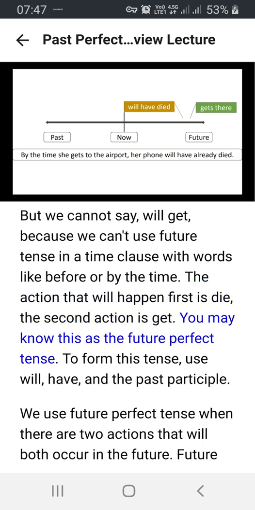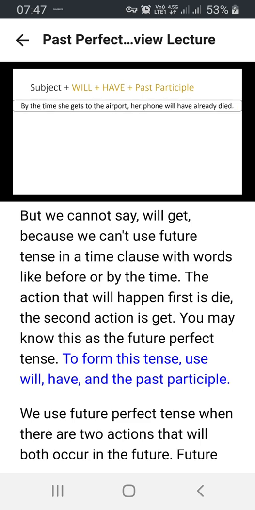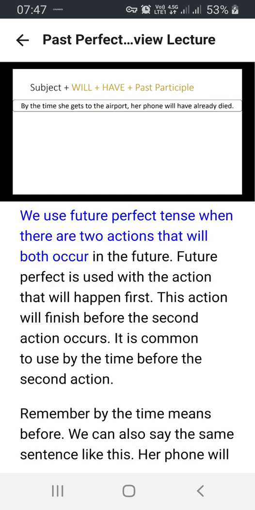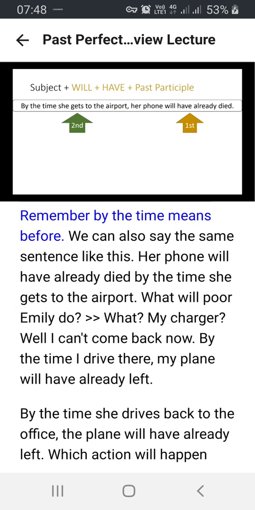You may know this as the future perfect tense. To form this tense, use will, have, and the past participle. We use future perfect tense when there are two actions that will both occur in the future. Future perfect is used with the action that will happen first. This action will finish before the second action occurs. It is common to use by the time before the second action. Remember, by the time means before. We can also say the same sentence like this. Her phone will have already died by the time she gets to the airport.